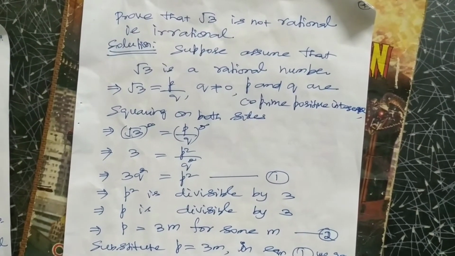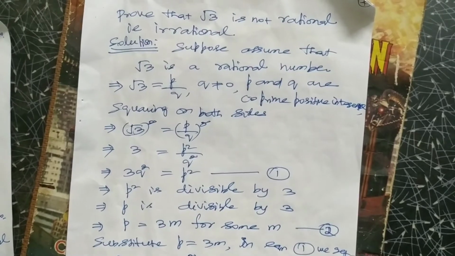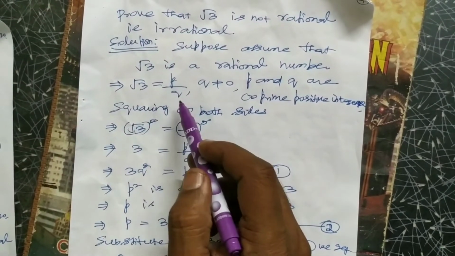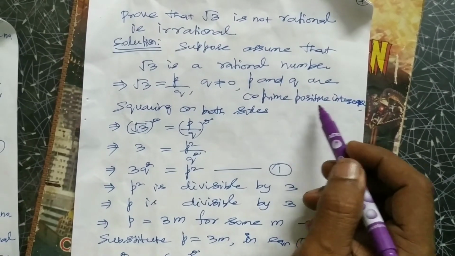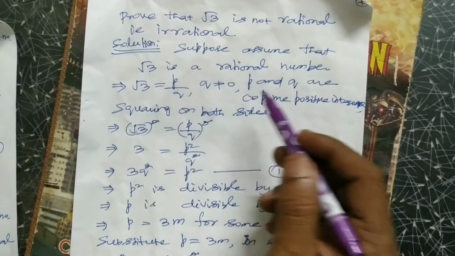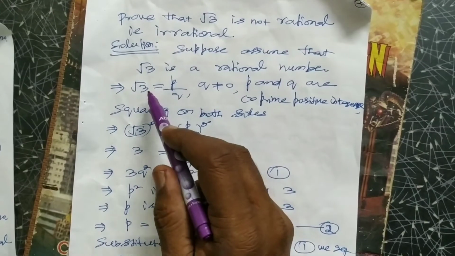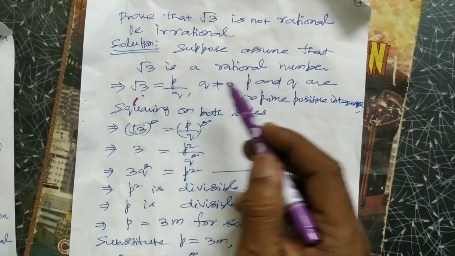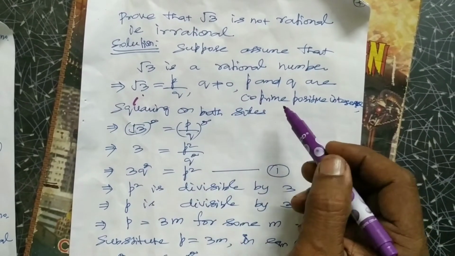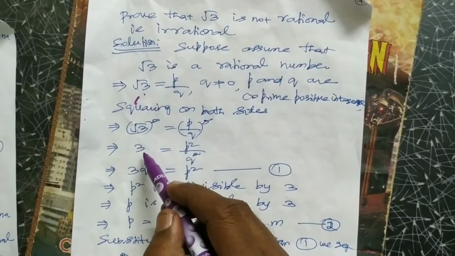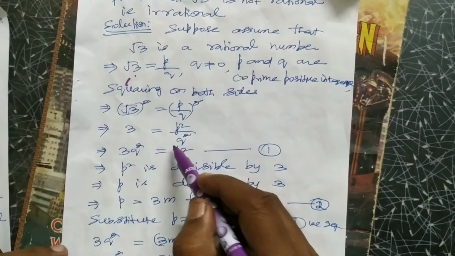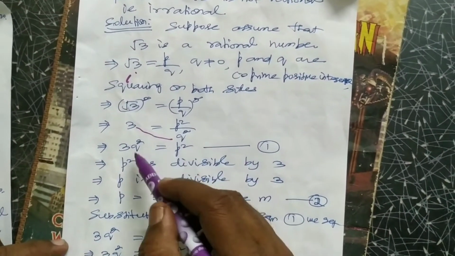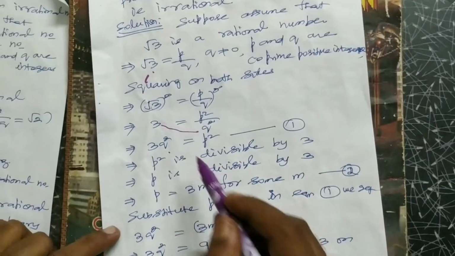The negation of not rational is, you remove the not, therefore rational. Every rational number can be written in the form p by q. Therefore, we write root 3 equal to p by q, q not equal to 0, p and q are co-prime and positive integers. Root 3 is positive. Then to remove the root, you have to square on both sides. When you square, the root will get cancelled. 3 equal to p square by q square. Then cross multiply. 3q square equal to p square.